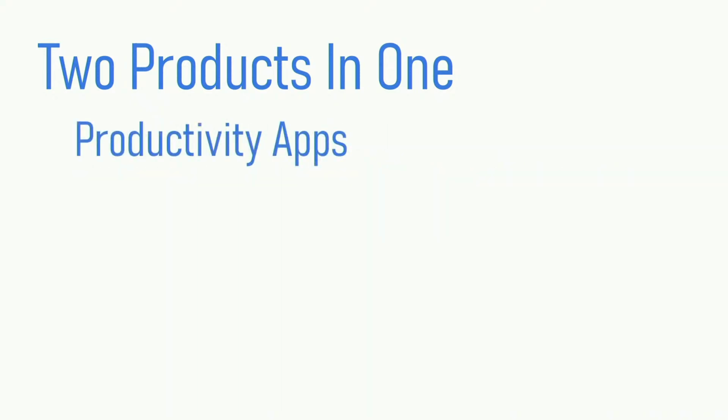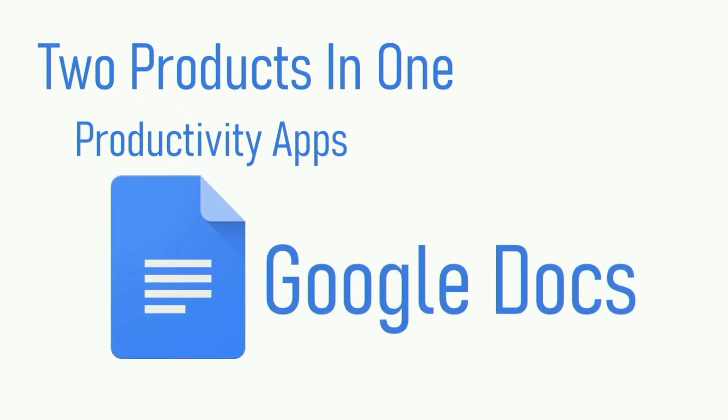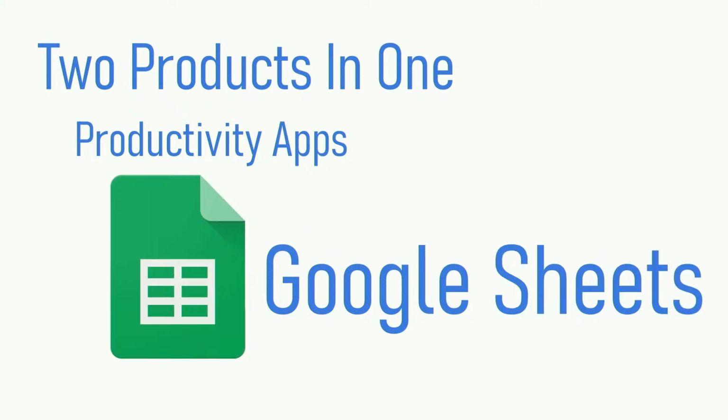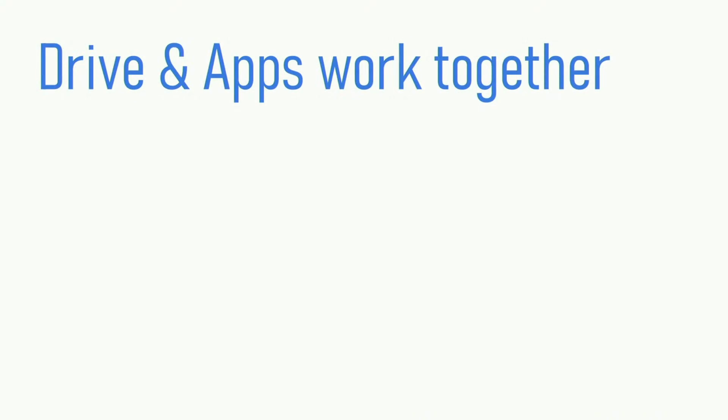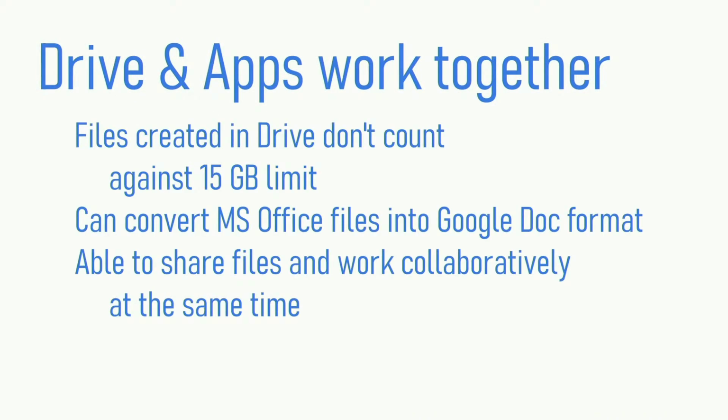The other part of Google Drive are the productivity apps, which are a suite of programs comparable to Microsoft Office. Google Docs is a word processing application similar to Microsoft Word. Google Sheets is a spreadsheet application like Excel, and Google Slides is a presentation software program comparable to PowerPoint. Google Drive and these apps are designed to work together. Files created with Docs, Sheets, or Slides don't count against your 15 gigabyte limit. You can also convert Microsoft Office files into the Google Docs format.